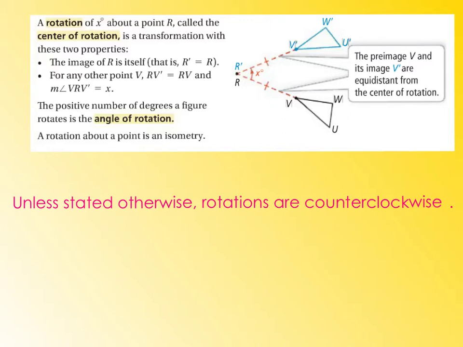Another thing that's important to recognize is when I'm rotating these things, so W to W prime, I'm keeping the same distance. So this distance from point R, which is my center of rotation, is going to remain the same. It's going to be equidistant. And then the last thing is when we rotate about a point, we have an isometry, which means I have congruent figures.